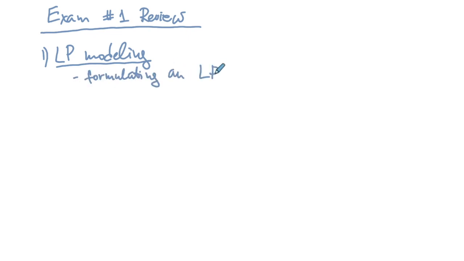Alright, this video is dedicated to the first exam review. We covered the following topics so far. We started by discussing LP modeling. So for this part, you need to know how to formulate a linear program. You need to know what the implicit assumptions made by a linear programming model are.